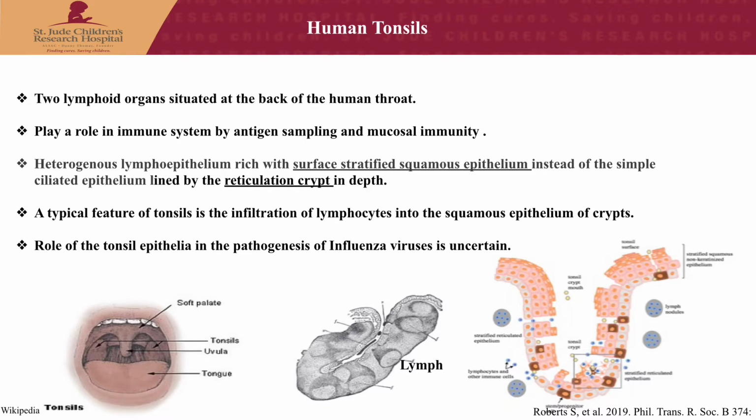It's a heterogeneous lymphoepithelial tissue which is rich with surface stratified squamous epithelium instead of simple ciliated epithelium, lined by reticulated crypts in depth. As you can see in the picture here at the right side, the surface stratified epithelium goes in depth into the reticulum with the crypt, which is surrounded by the lymph and the germinal center. The typical feature of tonsils is the infiltration of lymphocytes into the squamous epithelium of the crypt.